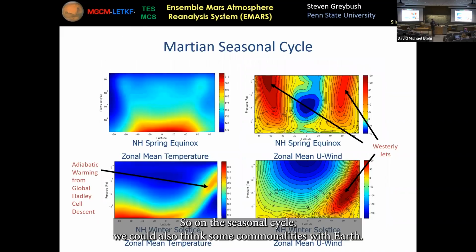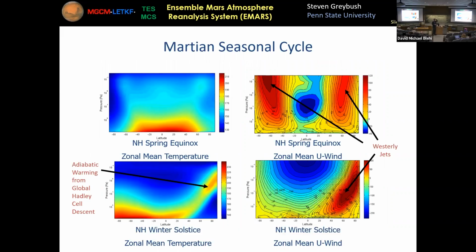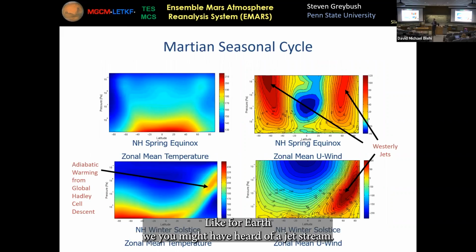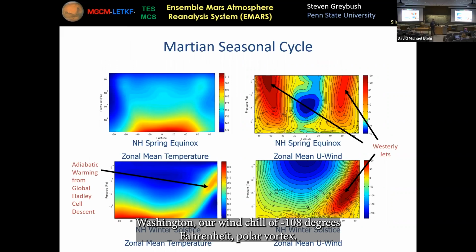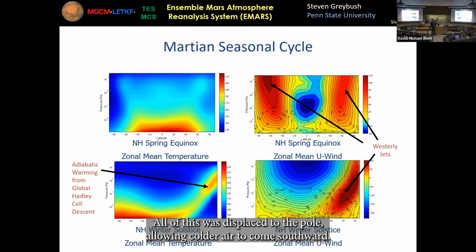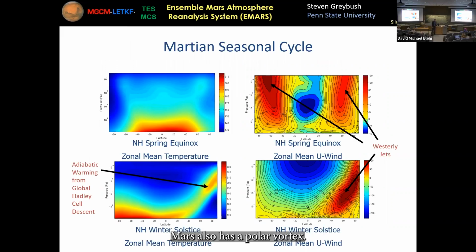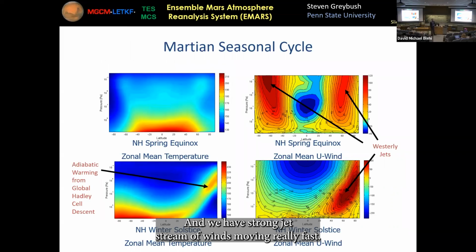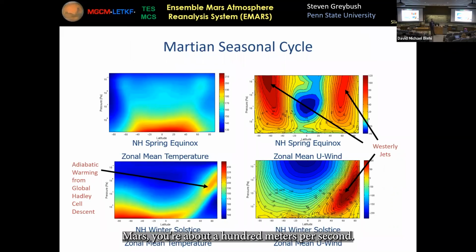Okay. So on the seasonal cycle, we could also think about some commonalities with Earth. For Earth, we might have heard of a jet stream. Just about 2 weeks ago, we had extreme temperatures, with Mount Washington seeing a wind chill of minus 108 degrees Fahrenheit. The polar vortex was displaced from the pole, allowing colder air to come southward. Mars also has a polar vortex. Dust storms can displace that off the pole. We have a strong jet stream of winds moving really fast on Mars, about 100 meters per second, high up in the atmosphere. We see that in common with the Earth. These are westerly jets in the mid-latitudes.